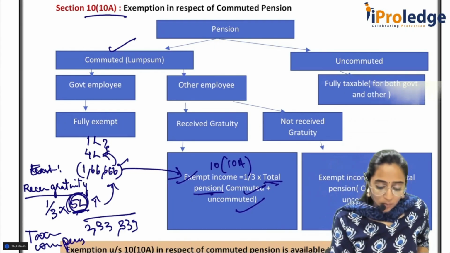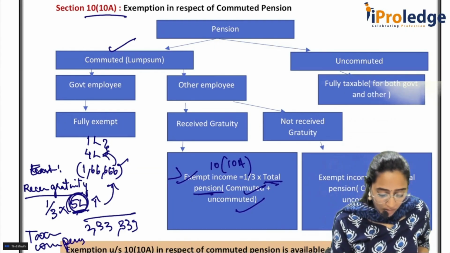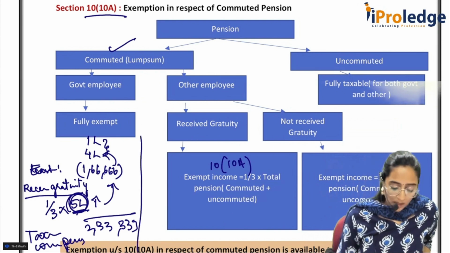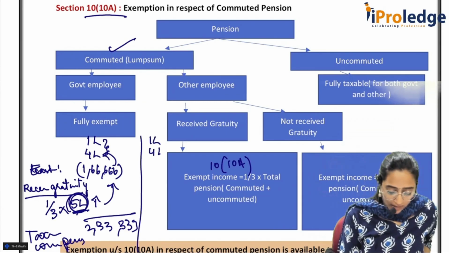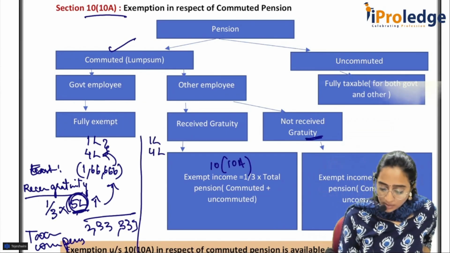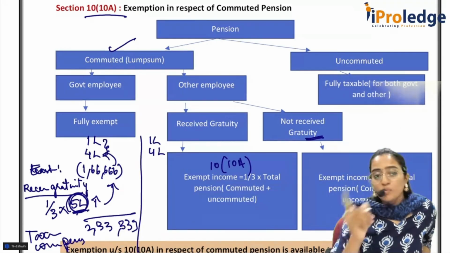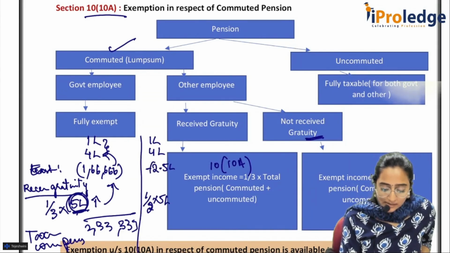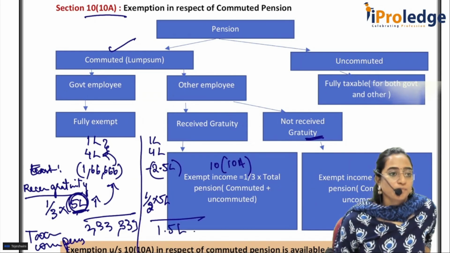Now tell me, what will you do if you have not received the gratuity? All the points remain the same, 1 lakh, 4 lakh. Not received the gratuity means you will consider 1 by 2 of the total pension. What is 1 by 2 of the total pension? 2,50,000. So can I say 2.5 lakh is the exemption that you would get? What would be taxable is only 1.5 lakh.